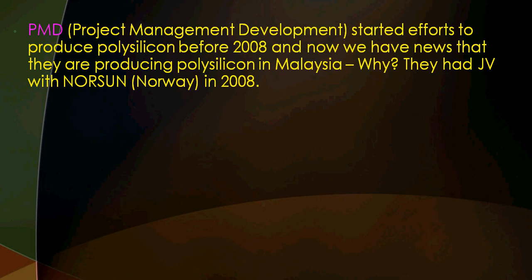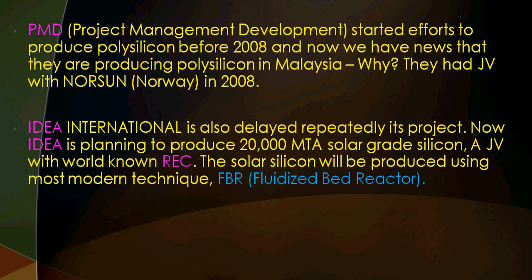There was a company, no more, Project Management Development. They made the effort to produce polysilicon in 2008. Now we have news that they are producing polysilicon in Malaysia. Why? They had a joint venture with Norsun, Norway in 2008. It was the lengthy procedures, red tape, and finally Norsun left, and PMD started manufacturing polysilicon in Malaysia instead of Saudi Arabia.